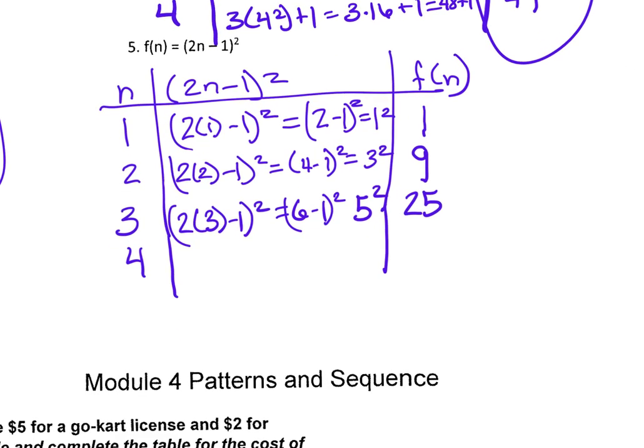Okay, the last one. 2 times 4 minus 1 squared. What's 2 times 4? 8. 8 minus 1? 7. And 7 squared is 49.